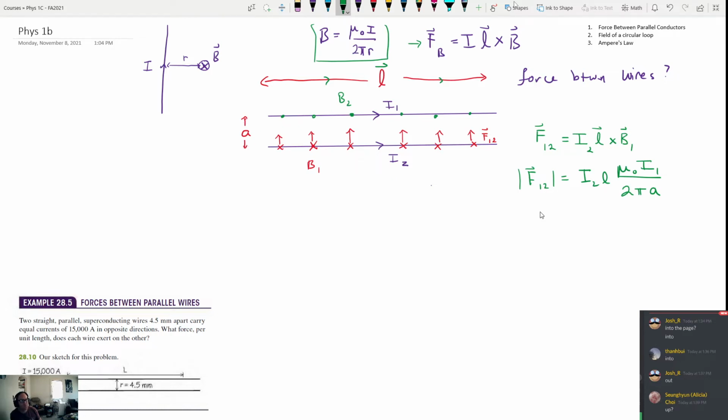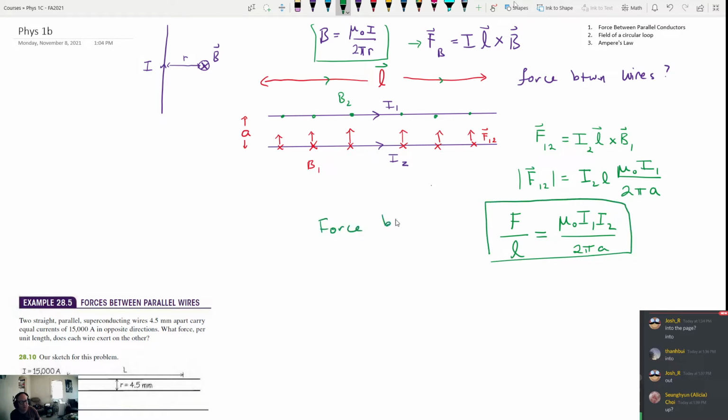And with a little bit of rearrangement, we will get to our final answer here, which is going to be that the force per unit length is equal to mu naught times the product of the currents, I1 times I2, divided by 2 pi times the distance between them. And this is the force between parallel conductors. Does anyone have any questions?